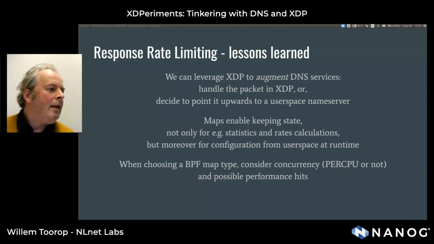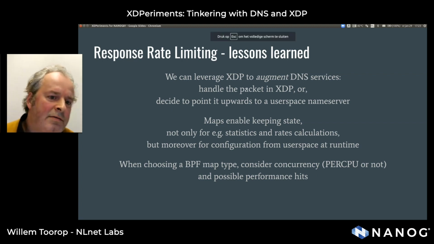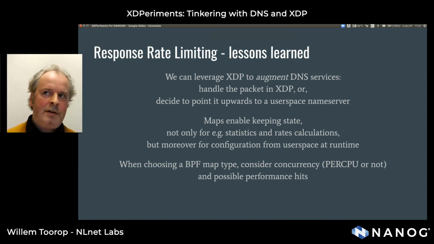Now let me share my presentation window. So what have we learned from this? We can leverage XDP to augment the DNS service, right? It doesn't need to be our DNS service. It could be any DNS service. And if you add this XDP module, this response rate limiting module, it will work for that DNS service.